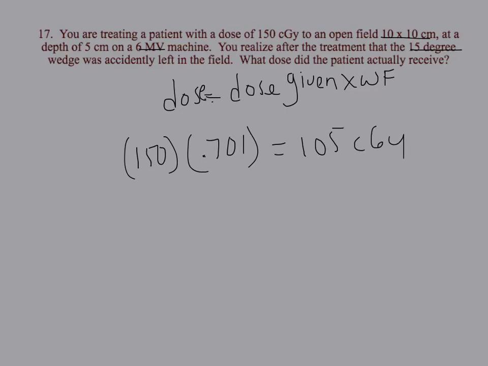So if you think back, you always want to double check yourself. I prescribed them 150, but someone left a wedge in. That's telling me that the wedge absorbed some of that dose, so that's going to bring the dose down. If I had said I planned to give them 150 and the wedge was forgotten, then they actually got more, and you would divide. But for this, you're multiplying, so your dose should be going down.